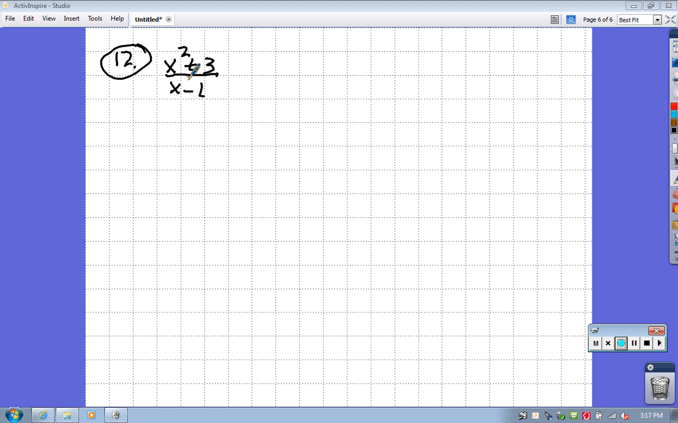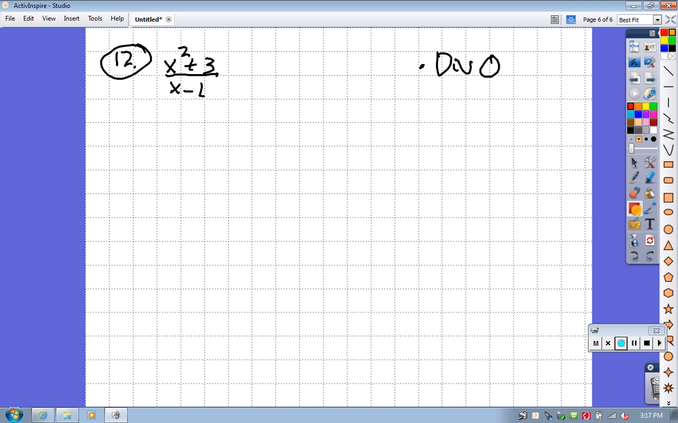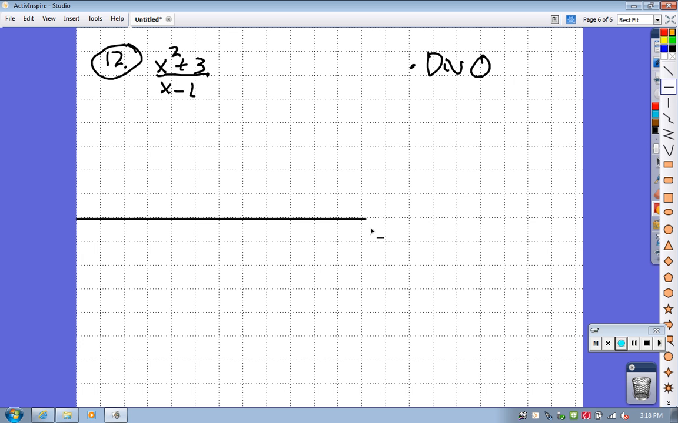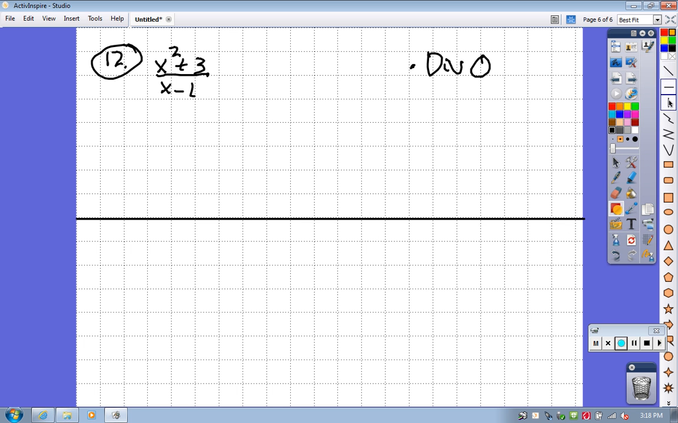So I look at this. First off, I know that I can't divide by 0. That is one of my rules of math. Not my rule. It's just the way that it is. So I can't divide by 0.